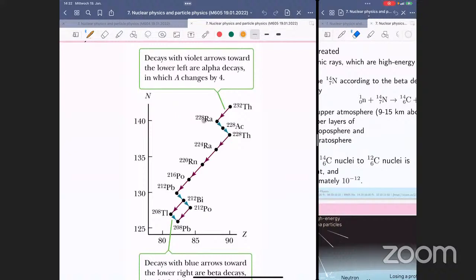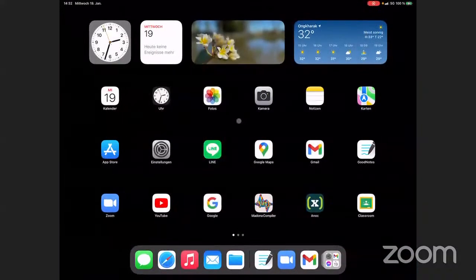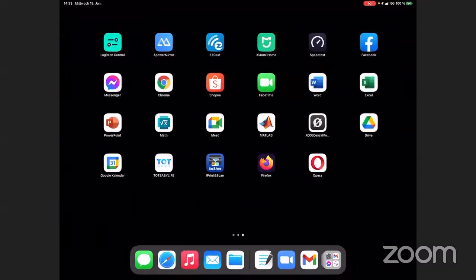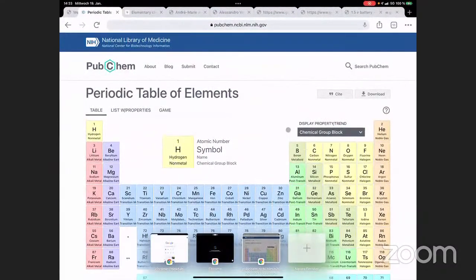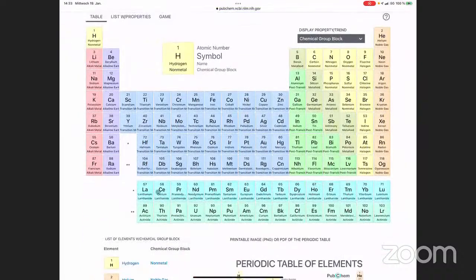So the missing nucleons are 4, protons and neutrons. That's the alpha particle, and the violet arrow represents the alpha decay here. After that, radium 228 is converted to actinium. I think it's called actinium. Let's go to the periodic table. I also cannot remember.